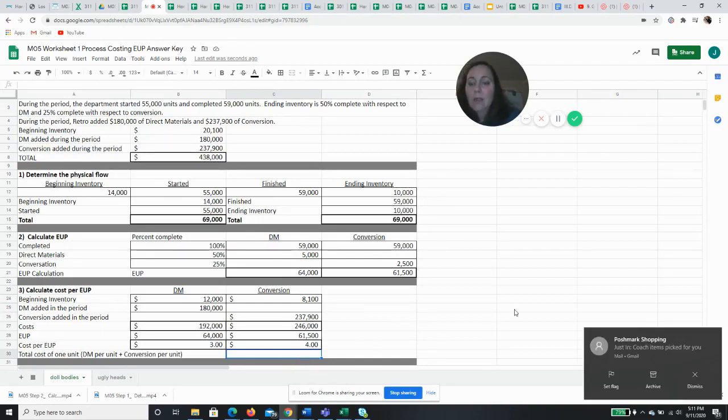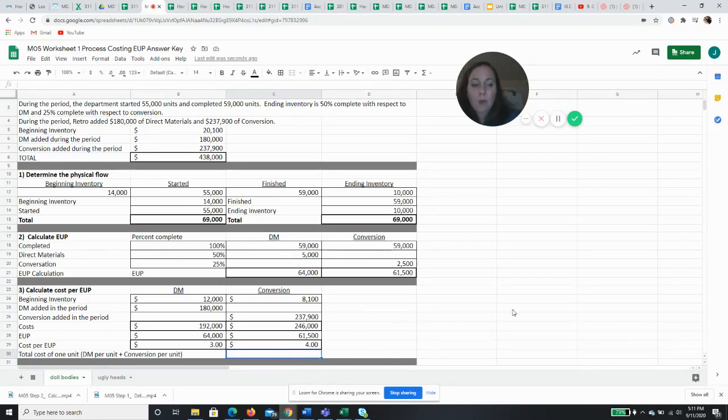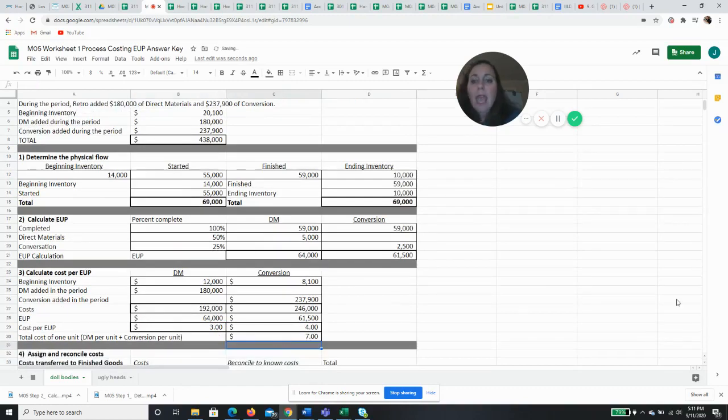All right, then if I want to know the total cost of one unit, I'll just add the two together, right? Because our cost is our direct materials plus our conversion, or direct materials plus direct labor plus factory overhead. I'm going to add my $3 and my $4, and my total cost for one unit is $7 in this department to make a doll body. Okay? All right, that concludes step 3.